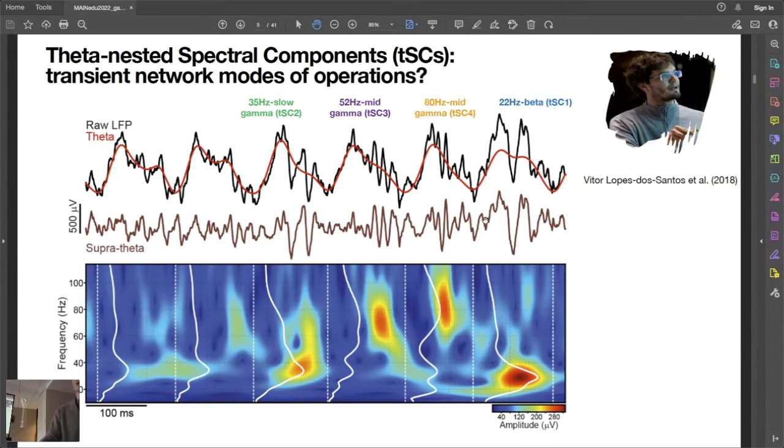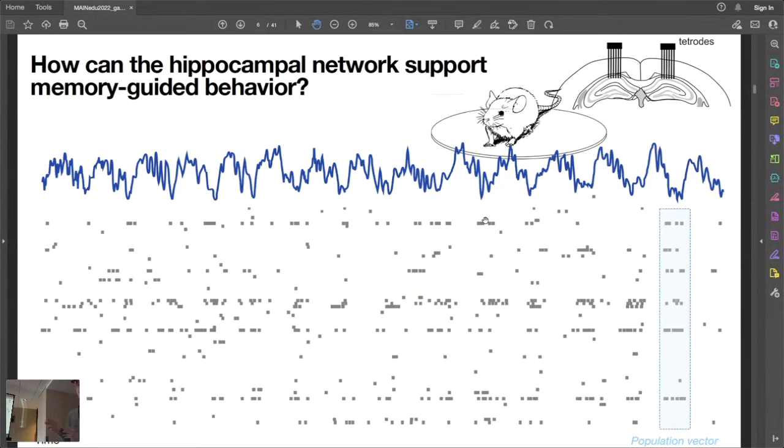Now, I'm not going to talk about that because I actually don't use it. I just thought it was a cool study, and maybe you want to have a further look later on.